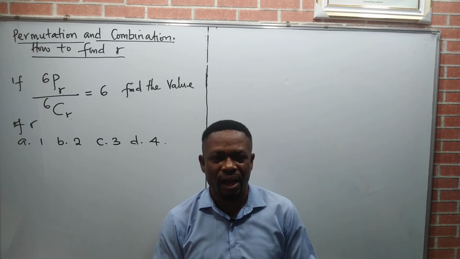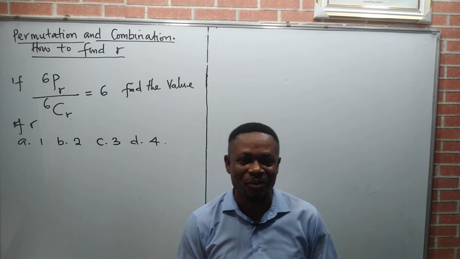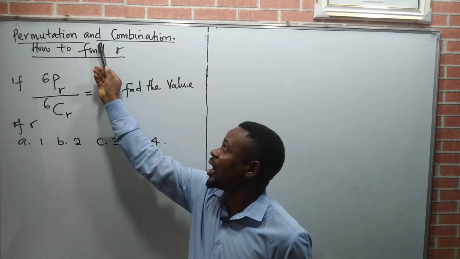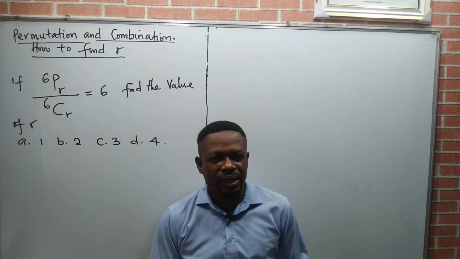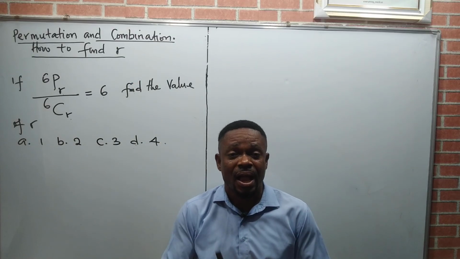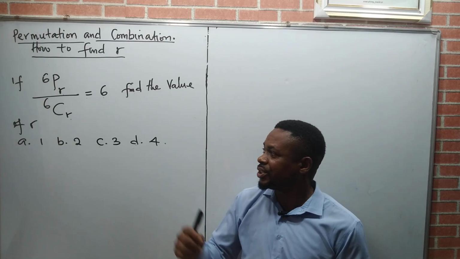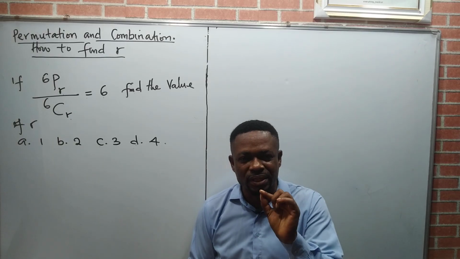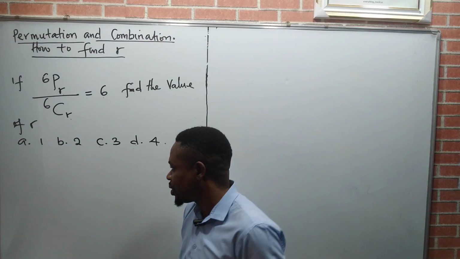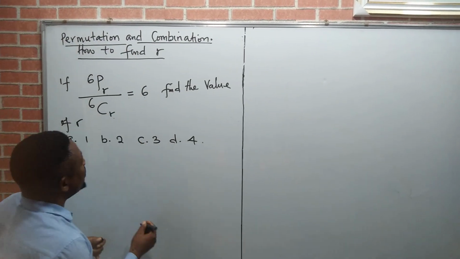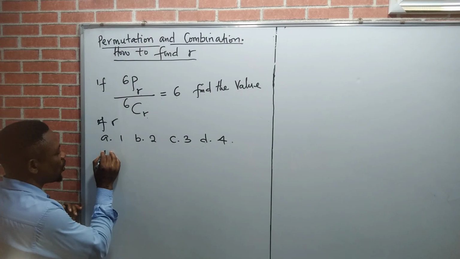In today's video, we shall be considering what we call permutation and combination. And this time around, we are going to consider how to find the value of R. Before we tackle this question, there is one basic thing which I want to introduce and I want you to watch. That basic thing, first of all, is called factorial.